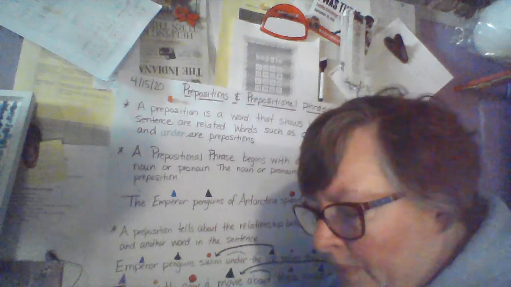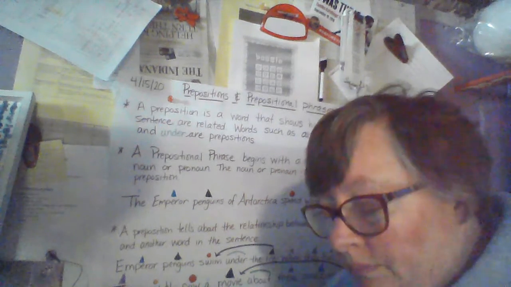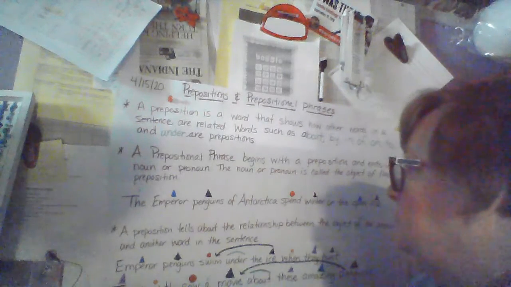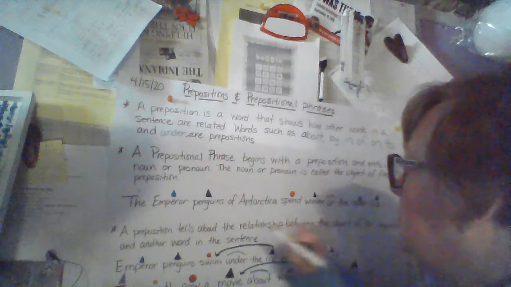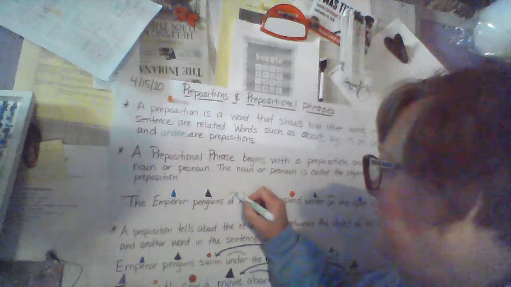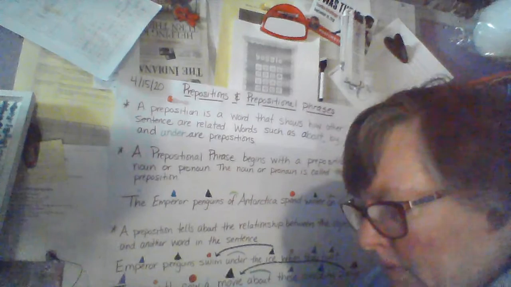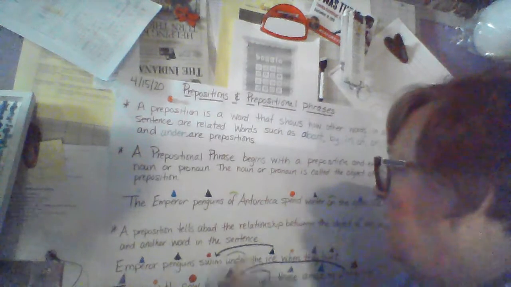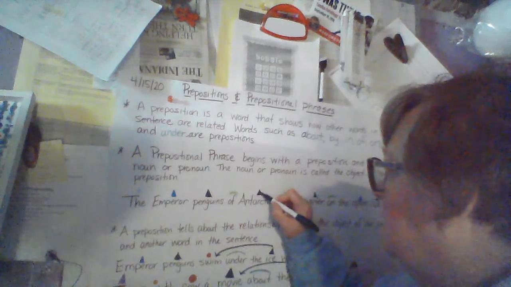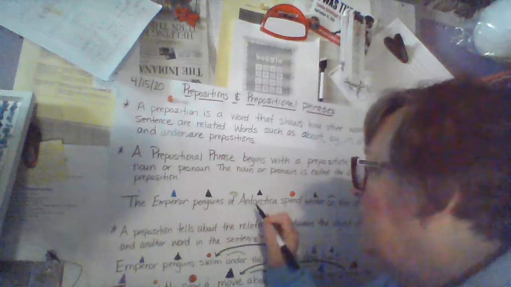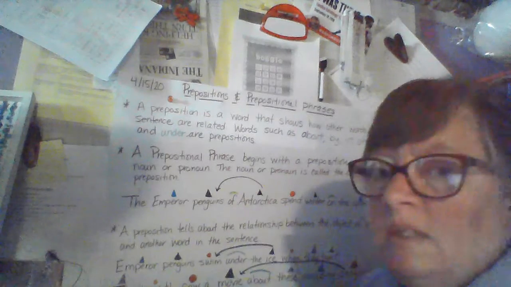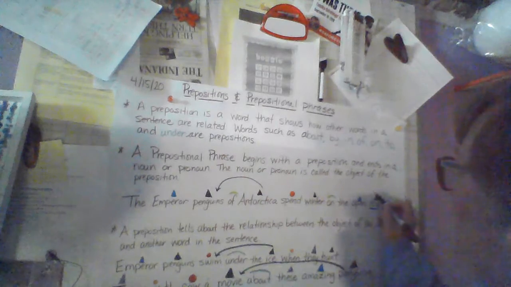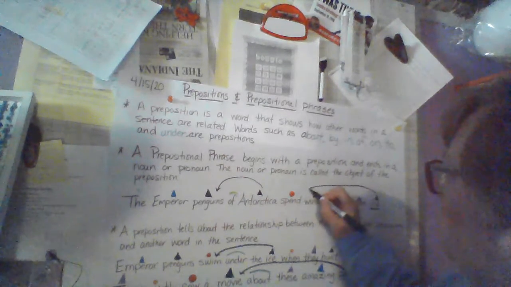On is our preposition, our position word. And of is also a position word, of Antarctica. All right. This noun, Antarctica, talks about these penguins. Ice talks about how they spend.